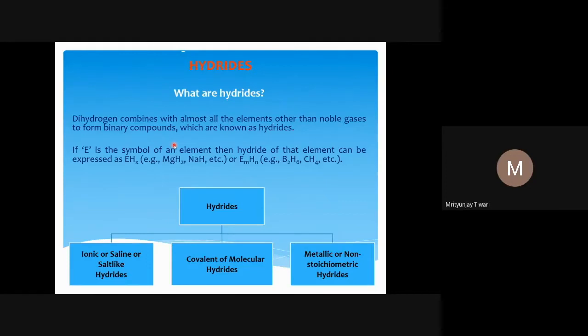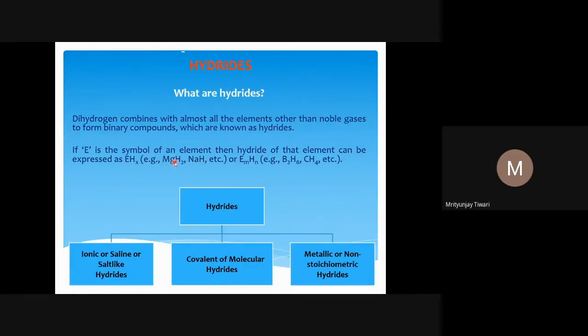There are many examples that you will encounter in your day-to-day life, and when we study group chemistry. B2H6 is another example. Ammonia and water are all binary compounds. Even MgH2 and NaH are binary compounds. So if E is the symbol of an element, then the hydride of that element can be expressed as EHx. Usually, when E is a metal, we find EHx, where x could be any number, for example MgH2 and NaH. Here, x is 1.